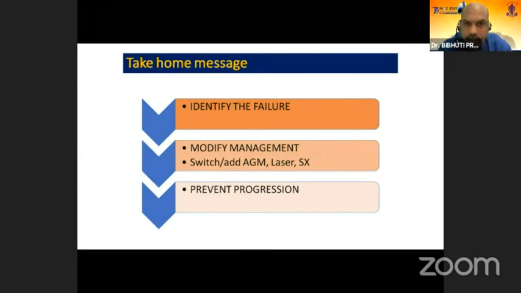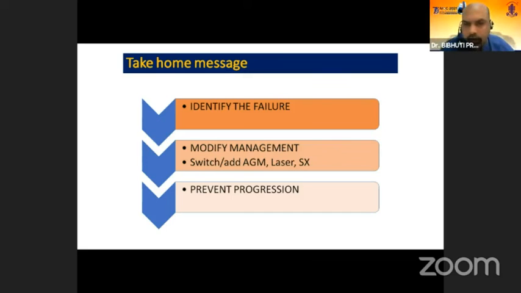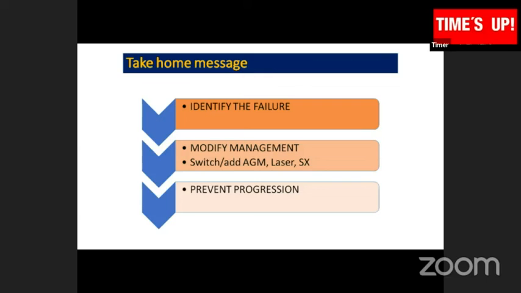So, take home messages: to identify failure is of paramount importance. We have to keep on searching for failures in our treatment protocol. If the patient is not responding to your treatment, or if he's responding, and still, despite that, progression is there in the patient's visual field or on the OCT, we have to modify the management by switching or adding anti-glaucoma medications, or we can use lasers or surgical procedures to reduce or blunt the changes which are occurring.